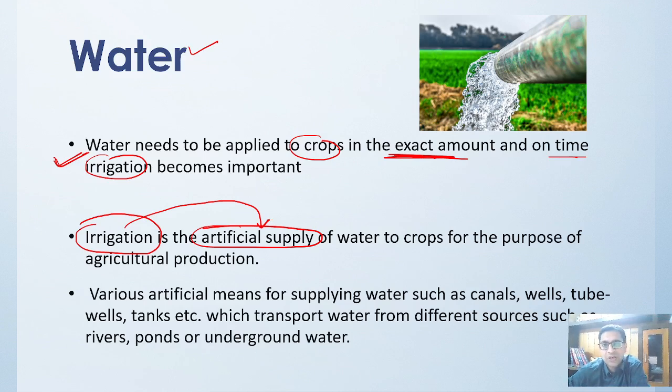So that is why irrigation is the artificial supply of water to the crops. Artificial means, a lot of means are there. Your canals are there, your wells are there, your tube wells are there, tank systems are there. These all infrastructure facilities help in transportation of water from one place to the other for irrigation need. They take the water from the river, from the ponds, from the underground water, and then they deliver it to a particular location. That is called irrigation.